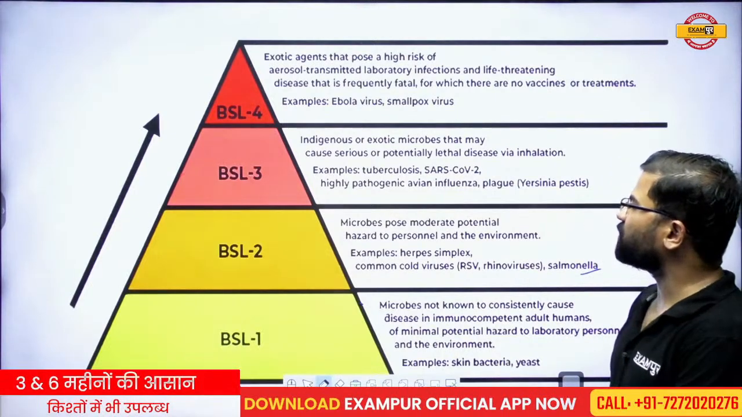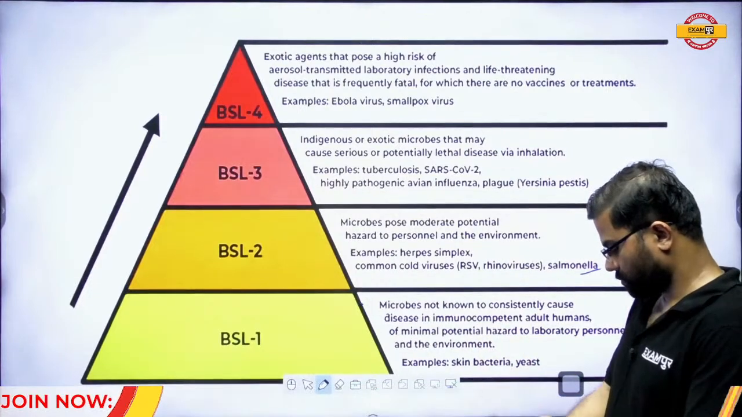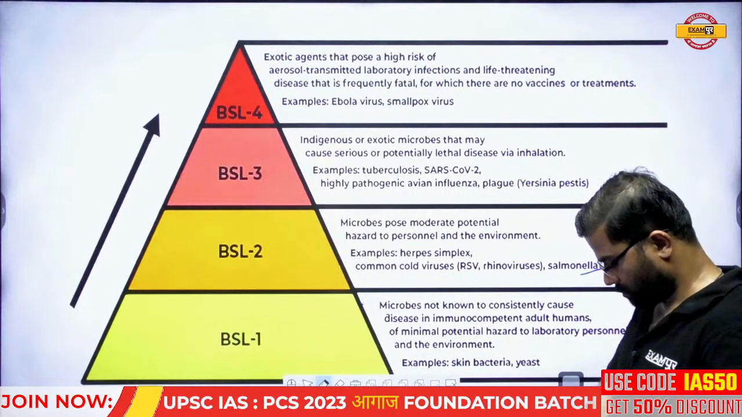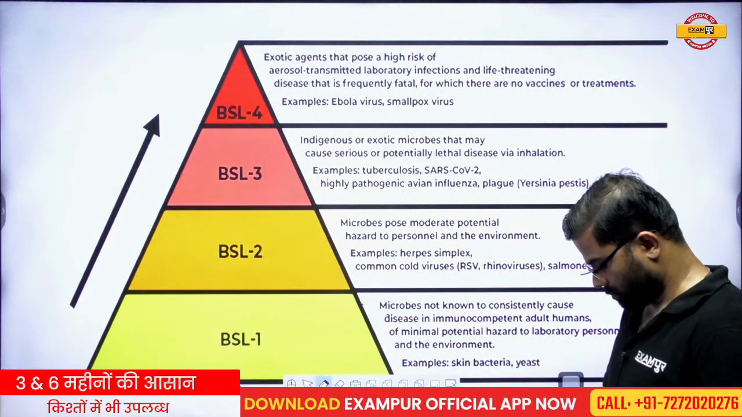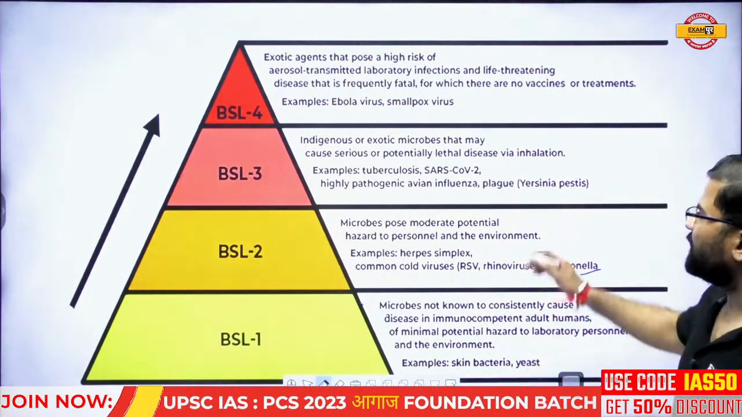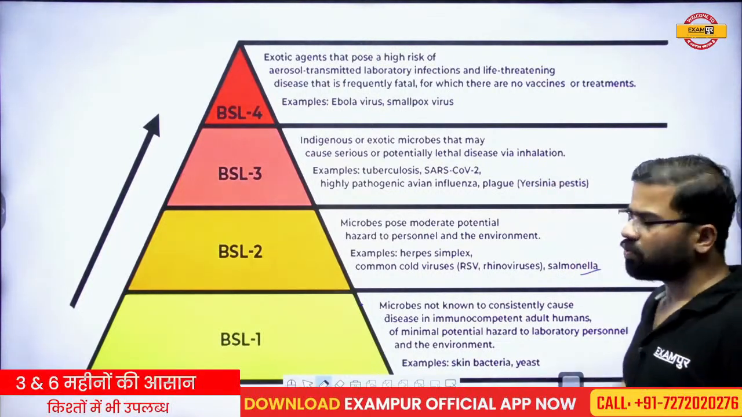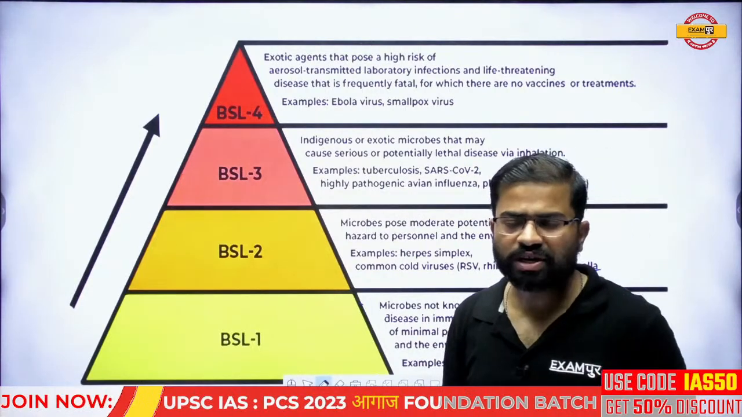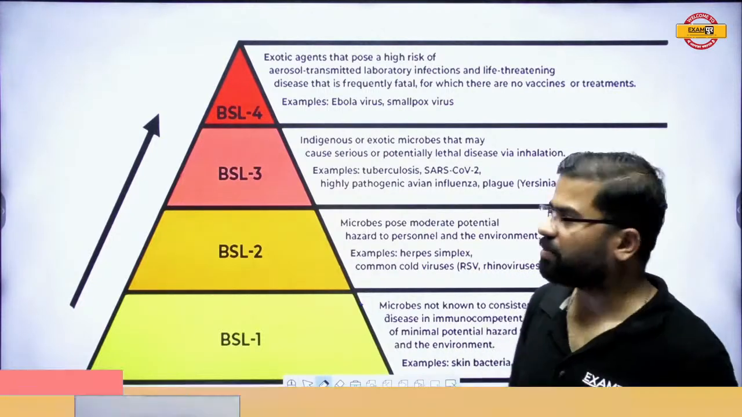When we talk about biosafety level 3, indigenous or exotic microbes that may cause serious and potentially lethal disease. So when you talk about biosafety level 3, you must know COVID-19. COVID-19 falls under biosafety level 3.